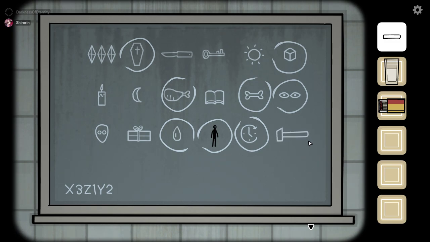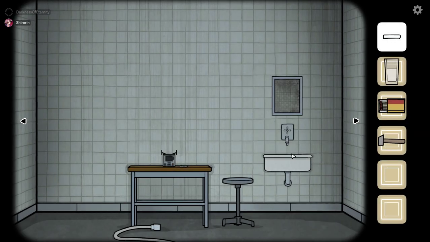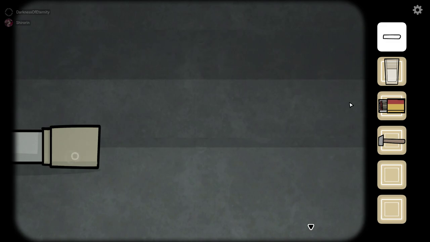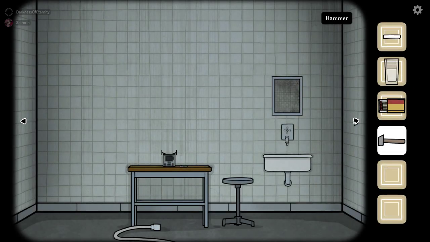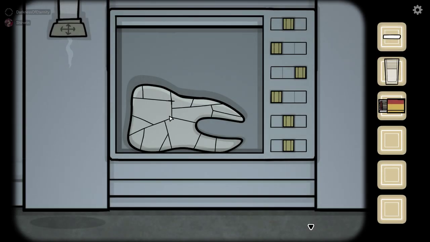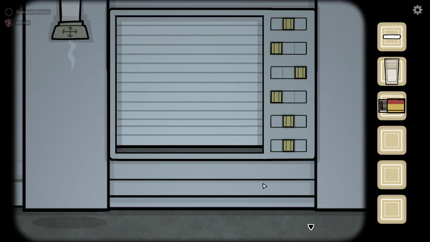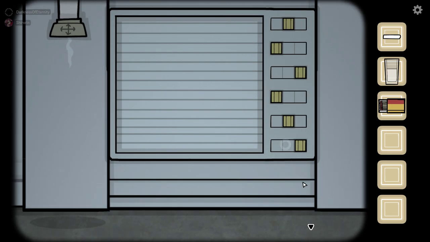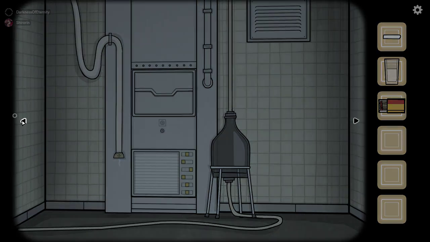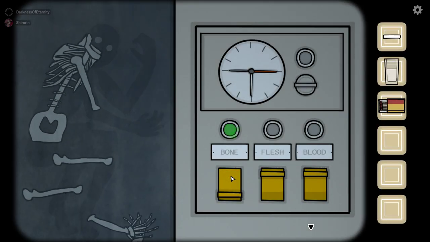Maybe time? Oh! Hammer? The hammer is moving. Oh, never mind. I got the hammer. Hammer. What do I need a hammer for? Hammer. Maybe the tooth? Oh, shit. Got the bone.